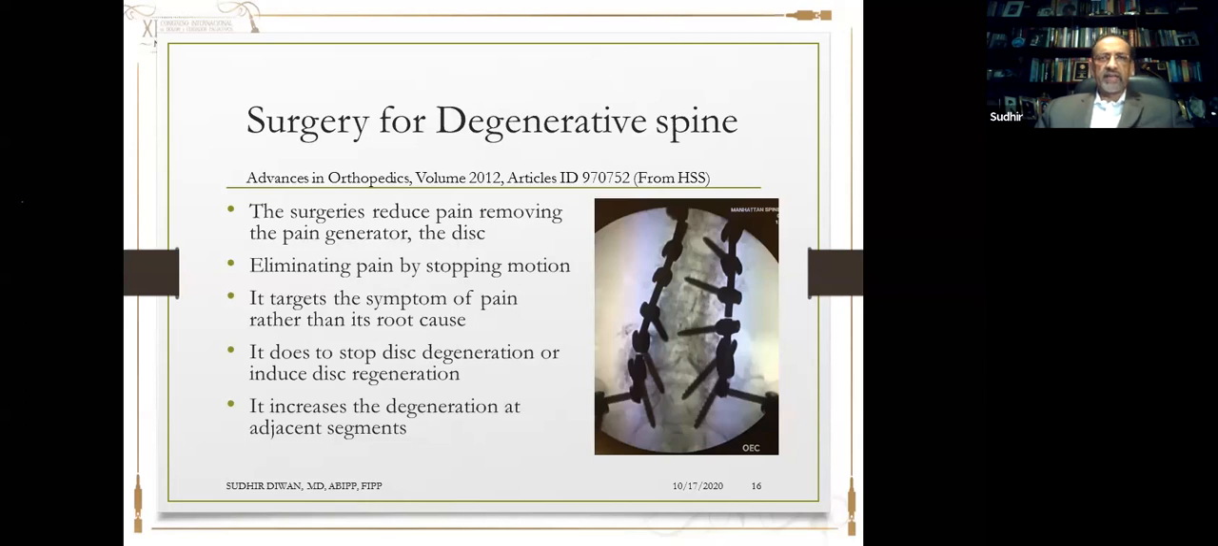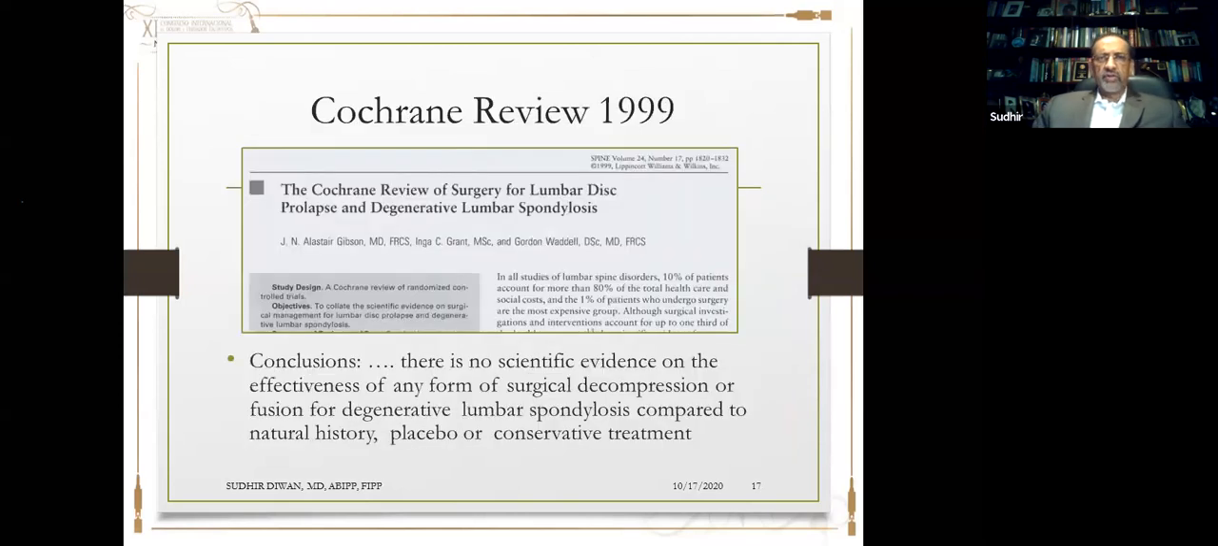The only treatment that can change or address this cause is regenerative medicine. This is totally a talk for a different time, but regenerative medicine has the potential to change the course of the degeneration. This is a Cochrane review that came out in 1999, and it talks about the treatment offered to a degenerative spine. Their conclusion was there is no scientific evidence on the effectiveness of any form of surgical decompression or fusion for degenerative lumbar spondylosis compared to natural history, placebo, or conservative treatment.